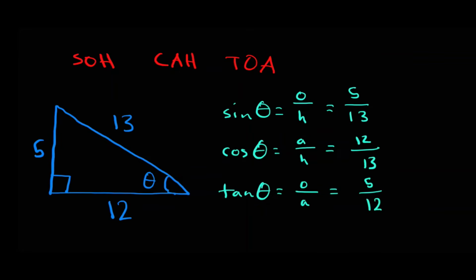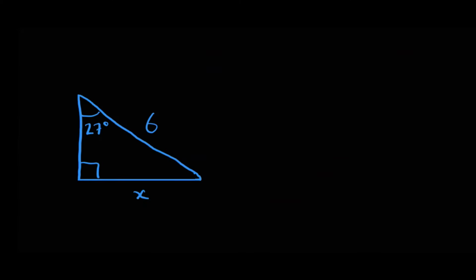Alright, now let's see how we can find an unknown side of a triangle using a known side and a known angle. Alright, so have a look at this triangle. We have an angle which is 27 degrees, a known side which is 6, and it's the hypotenuse, and we want to find the opposite side length, x.